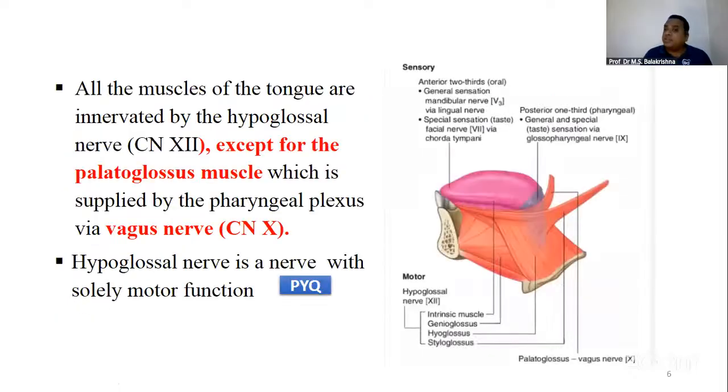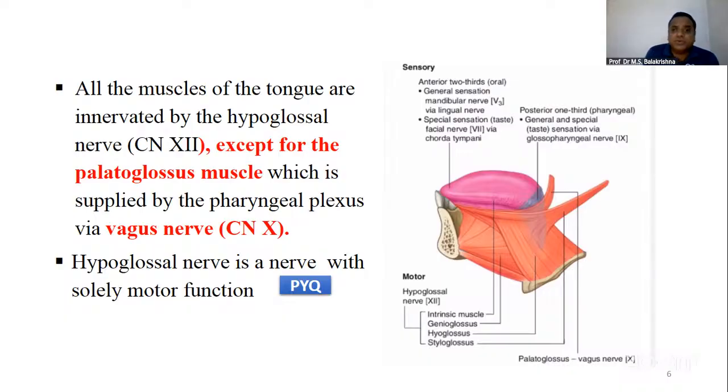So except palatoglossus. Palatoglossus muscle, from where does this get the connection? It gets connection from the 10th cranial nerve. So all the muscles of the tongue are innervated by 12th cranial nerve except palatoglossus, which is supplied by pharyngeal plexus, that is from the vagus, the 10th cranial nerve.